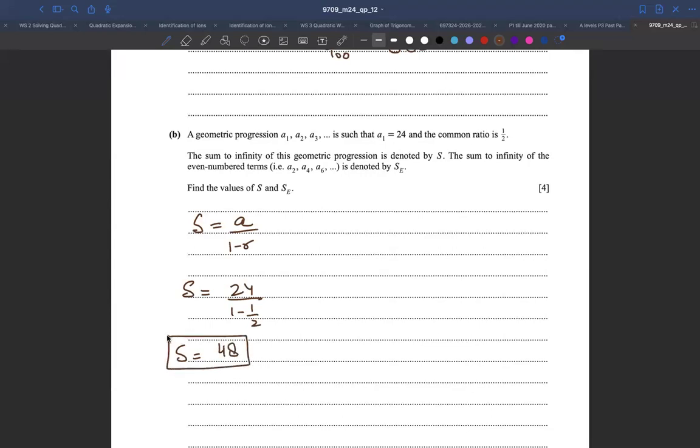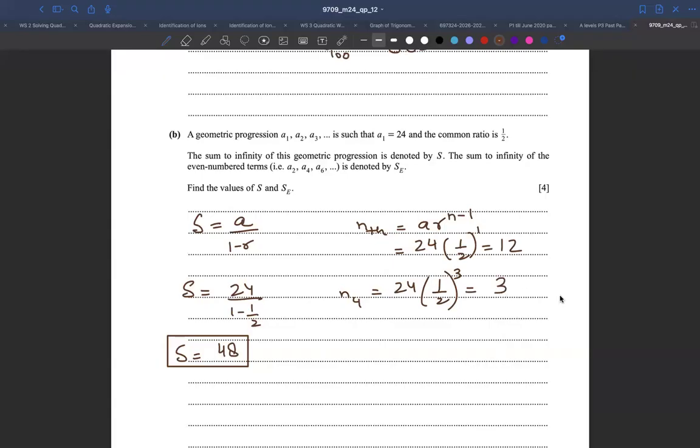That I have got. Now it is talking about the sum to infinity of the even numbered terms. So first let's find the even numbered terms. If I'm finding the second term, the nth term formula is ar to the power n minus 1. So the second term will be what? A is 24, ratio is half to the power 2 minus 1, which is 1. So that will become 12. What will be the fourth term? 24 into half to the power of 4 minus 1, which is 3. So 24 upon 8 will become 3.